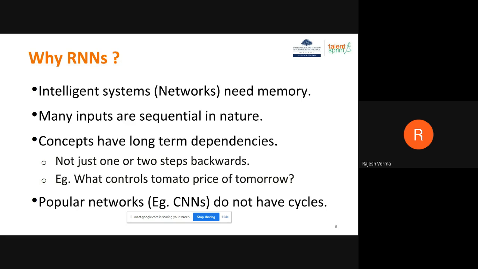Now, we are using RNNs, or recurrent neural networks, and these are intelligent systems. These are the networks that need memory. And you can see here that many of the inputs are sequential, and that is the reason we use this particular recurrent neural network. And we have some dependency, for example, if we take a particular sentence or a particular signature, we have dependencies at the back which are to be analyzed by this network.